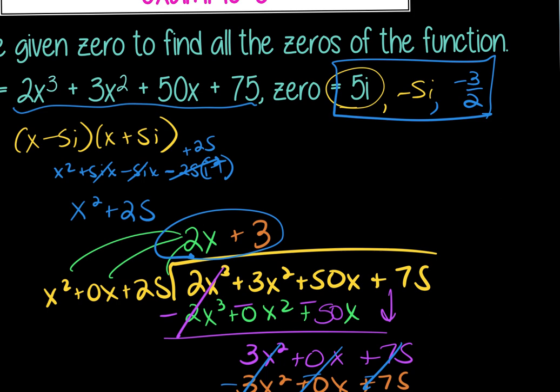So the 5i they gave you, the negative 5i you brought in because it's its conjugate, and then the negative 3 halves you found from dividing. It's not hard. It's annoying, but it's not hard, right? We're going to do one more. So every time we see an i, you also do the opposite.